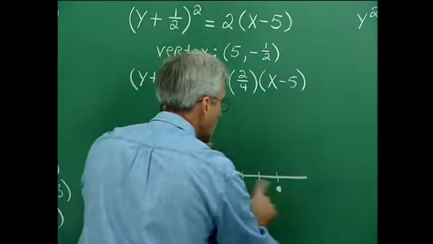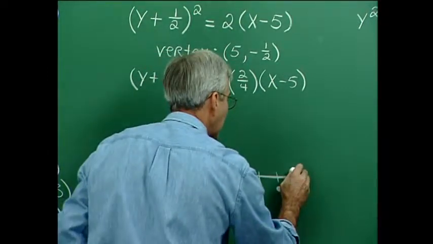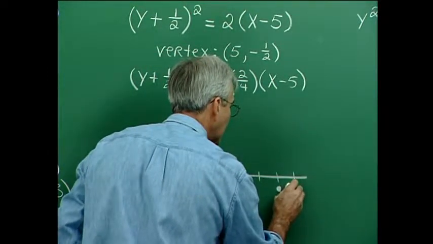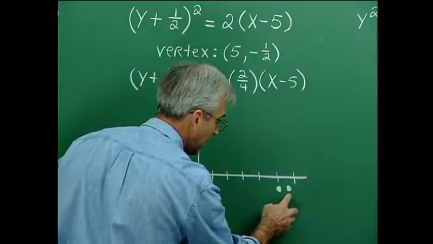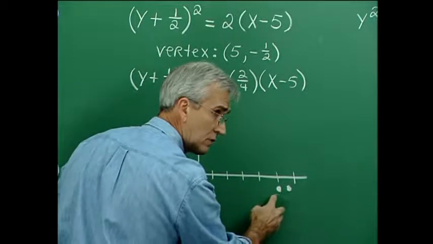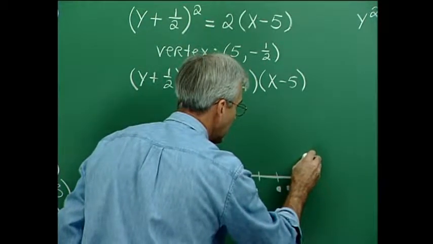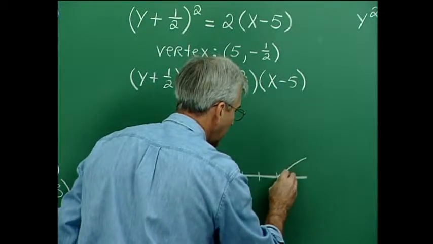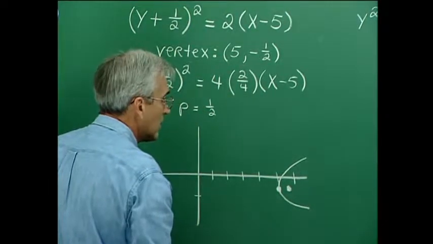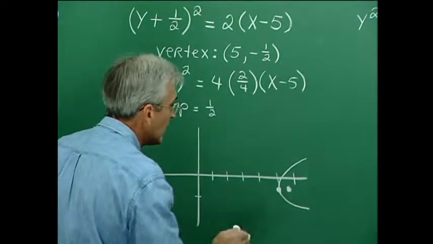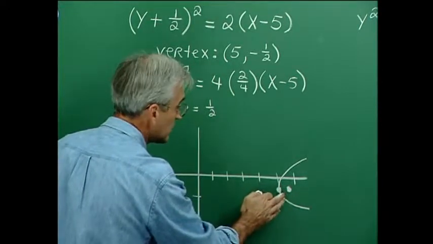So from here, horizontally, positive 1/2, we go over to this point. And the parabolic curve tends to wrap around that point. And the vertex and focus are pretty close here, so I know that the parabolic curve is going to look a little thin. So it's going to look something like this. And now we can identify the coordinates of the focus pretty easily.